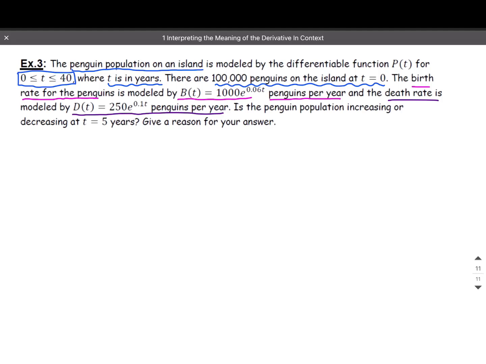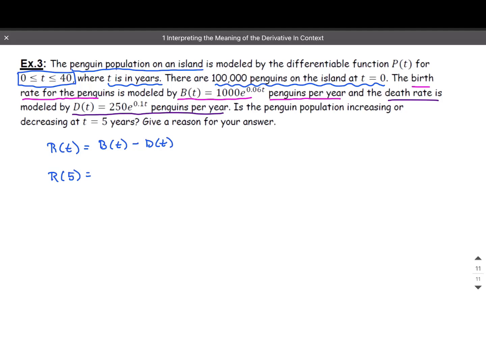So the first thing is I want to know the rate. So I'm going to make a new function R of t. If I want to know if the population, and you might want to call it P for population, that's fine, is increasing or decreasing, I have to take my birth rate, which is how they're increasing, and subtract my death rate, which is D of t. And then we're going to find R of 5. If it's positive, the population is increasing. If it's negative, the population is decreasing.